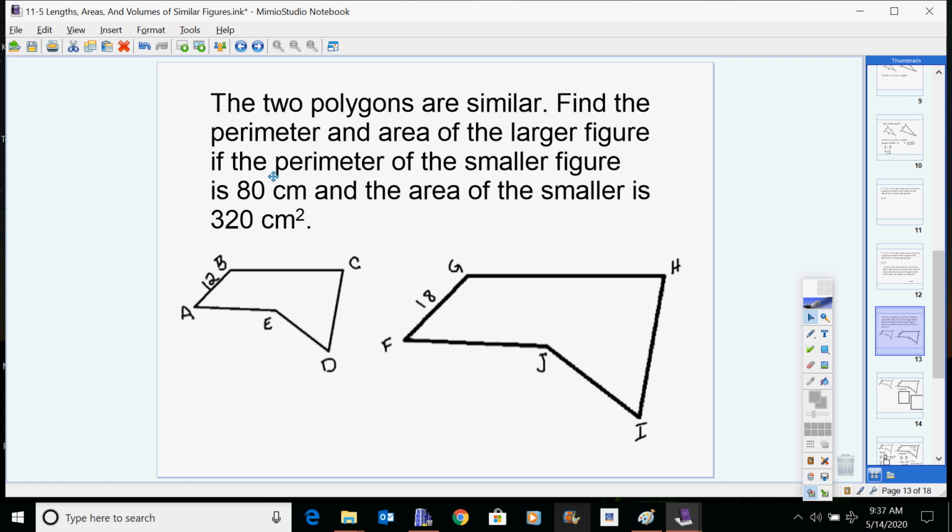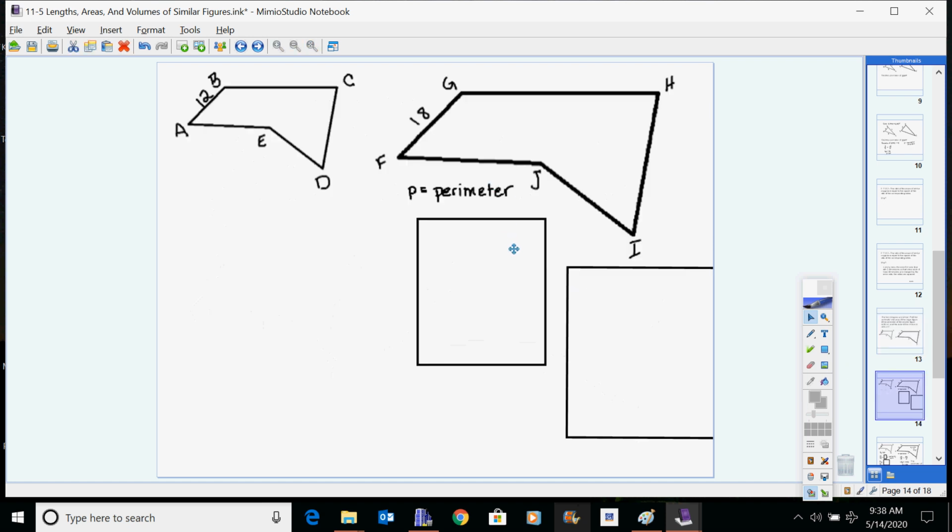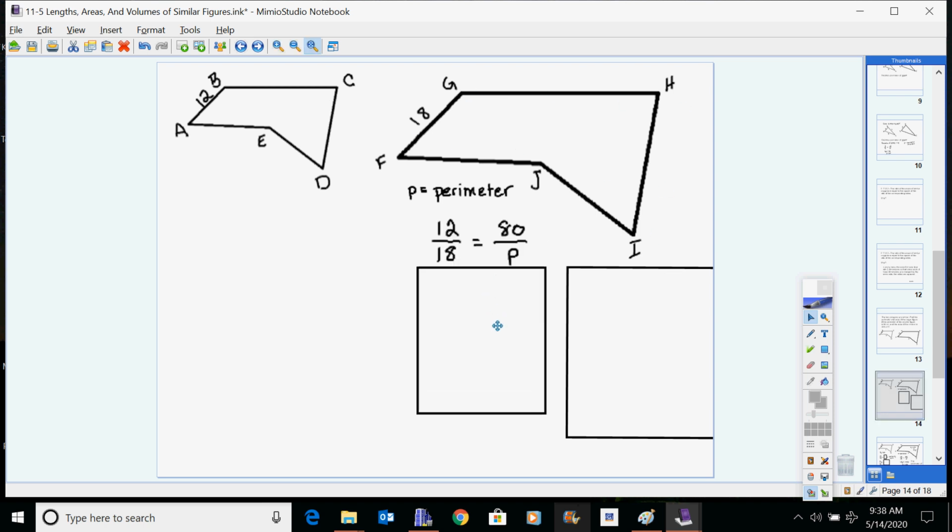Now our perimeter one is going to be based on a straight up regular plain old proportion, but our area one is going to be based on a square. So let's look at the perimeter one first. That's what we were just doing. We're trying to find the perimeter of the larger one. So I have 12 goes with 18. We were given that the perimeter of this one was 80. So 12 goes with 18, like 80 goes with the perimeter of the larger figure.